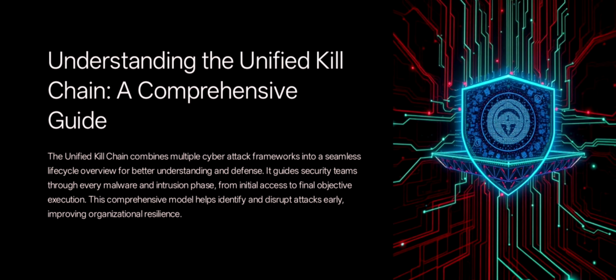Comparison with other models. Practical applications. Organizations can use the Unified Kill Chain in several ways. Threat intelligence: mapping observed indicators and TTPs, tactics, techniques, and procedures, to UKC phases can help analysts understand adversary intent and stage of attack. Security controls mapping: by overlaying defenses across the UKC, gaps in visibility or response can be identified.